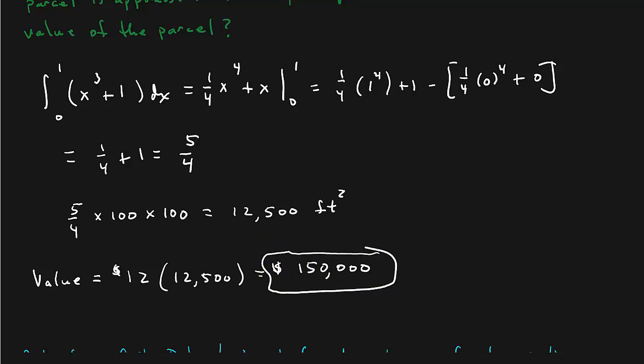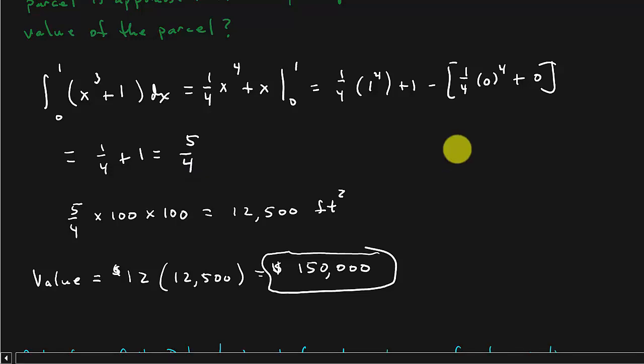All right, so that was a pretty good problem. Now another thing you could have done is you could have taken the 5/4 and multiplied that times 12, and that would have given you 15. But then you would have to multiply that times 100, and that times 100. We're in square feet, and then this right here would have given you the 150,000 also.